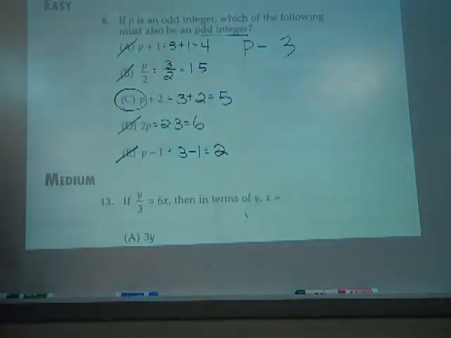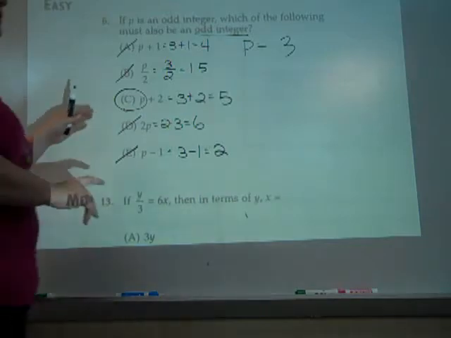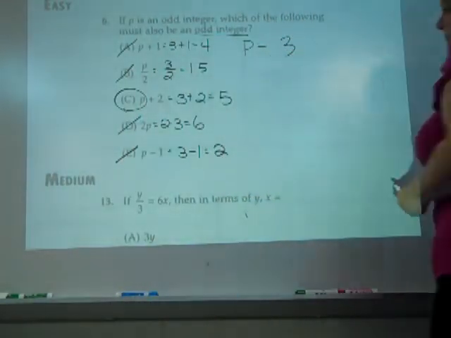If you get more than one that works, then you want to go back and pick another number, and then out of those two, see which one it works in. Does that make sense? So did y'all get that one? C? Yes. Okay.